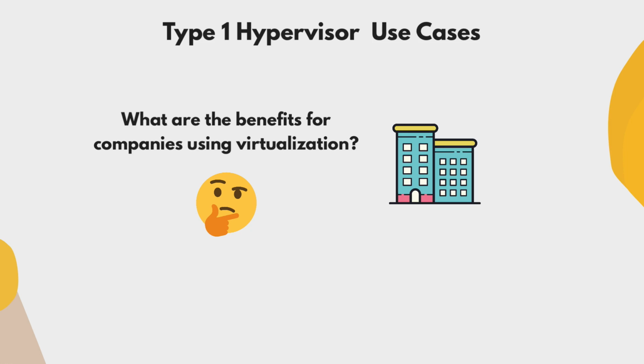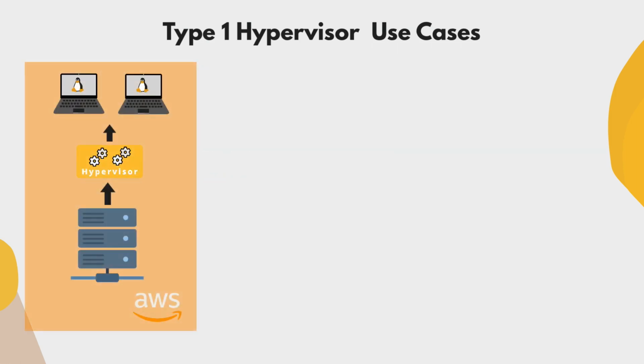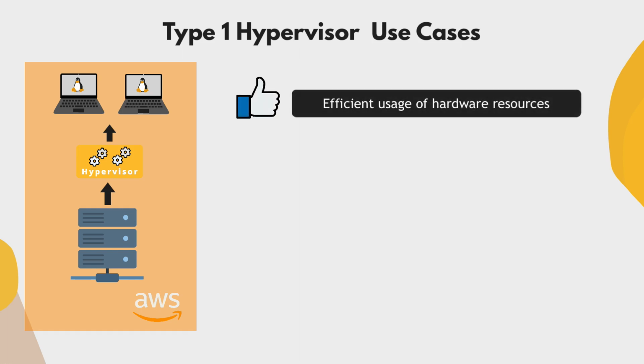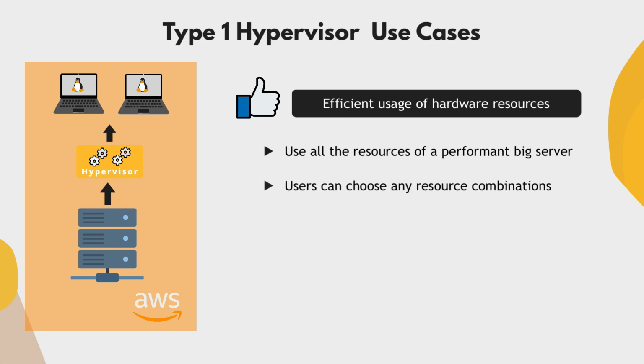One big advantage of using virtualization and hosting multiple virtual machines on one physical machine is efficient usage of hardware resources. Because now you may have these performant big servers on a cloud, but a cloud provider can actually let the users put together any combination of resources they want in their instance by picking and choosing how much CPU, how much RAM, how much storage they want.